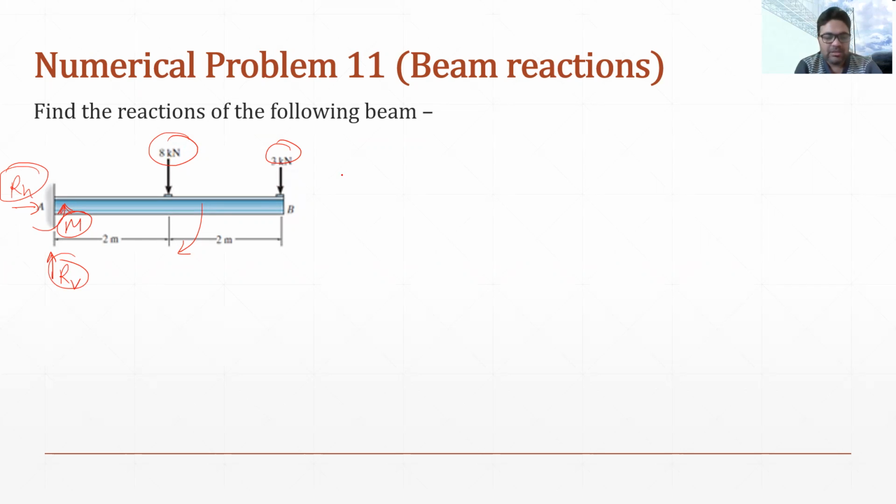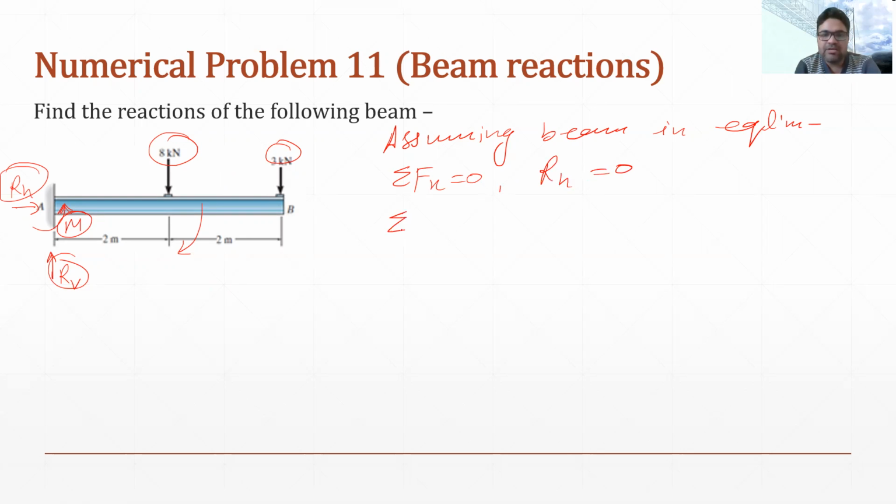In the solution, again we will assume that the system is in equilibrium, assuming the beam in equilibrium. And why are we assuming this? Because we have to use equations of equilibrium. The first equation is summation Fx equals 0. Fx is for all the horizontal forces. There is no horizontal force, so the reaction RH will be 0.